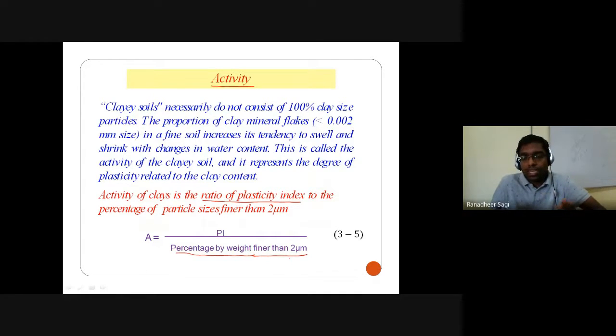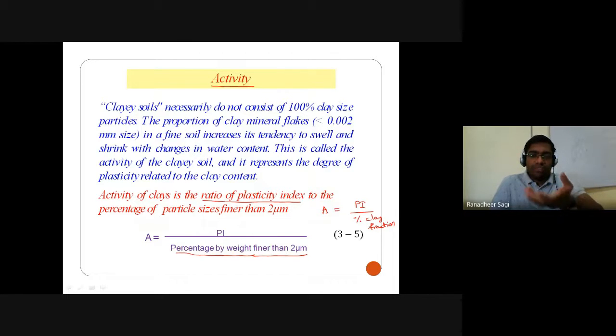So all those particles which are finer than 2 microns is what we call your clay particles. That's the reason why I am saying that activity can be defined as the ratio of plasticity index to the percentage of clay fraction. Now, how do I get this percentage of clay fraction?